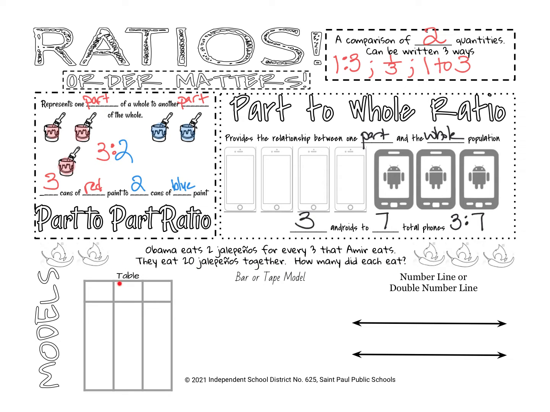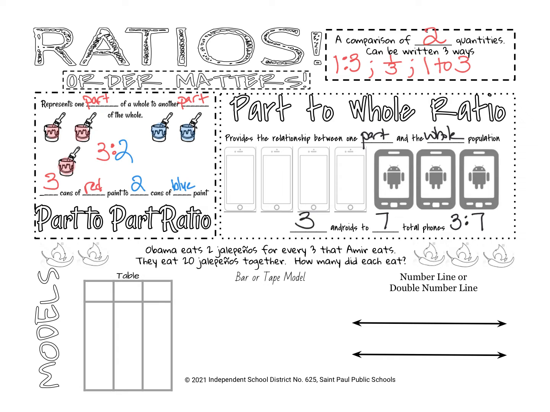There are 3 different models that we can use to represent our ratios. So we have a table. We can use what's called a bar or a tape model. And then we can use a number line or double number line. I'm going to start with the table because that one's probably the one that's the most familiar to you.